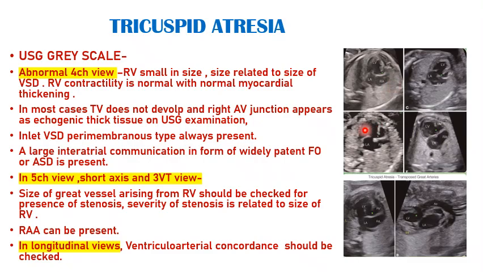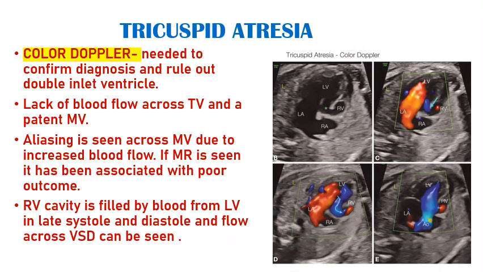In five-chamber view, short axis and three-vessel trachea view, we can see the size of great vessels arising from the right ventricle, which should be checked for presence of stenosis. Severity of stenosis is related to size of right ventricle. Right aortic arch can be present. In longitudinal views, ventriculo-arterial concordance should be checked. In color Doppler, it is needed to confirm the diagnosis and rule out double inlet ventricle.